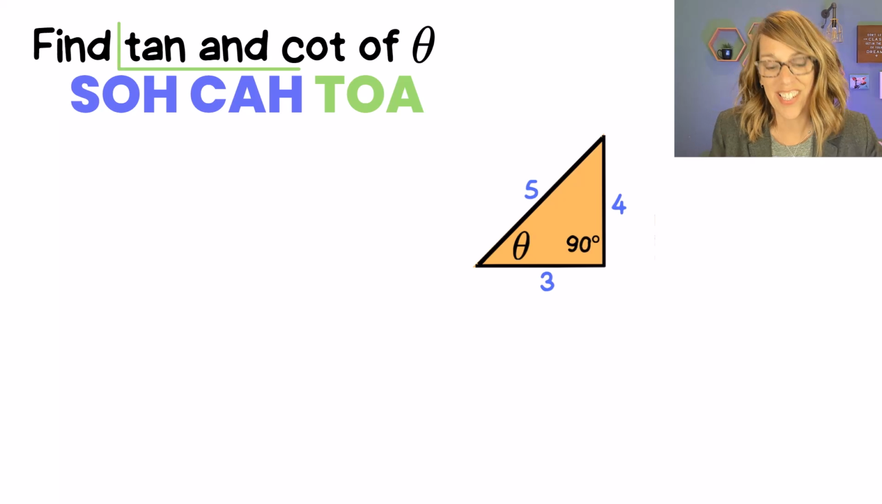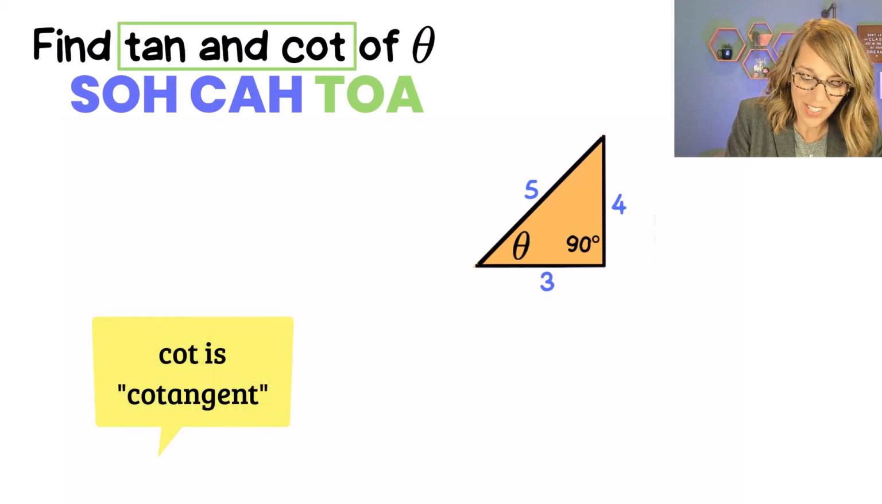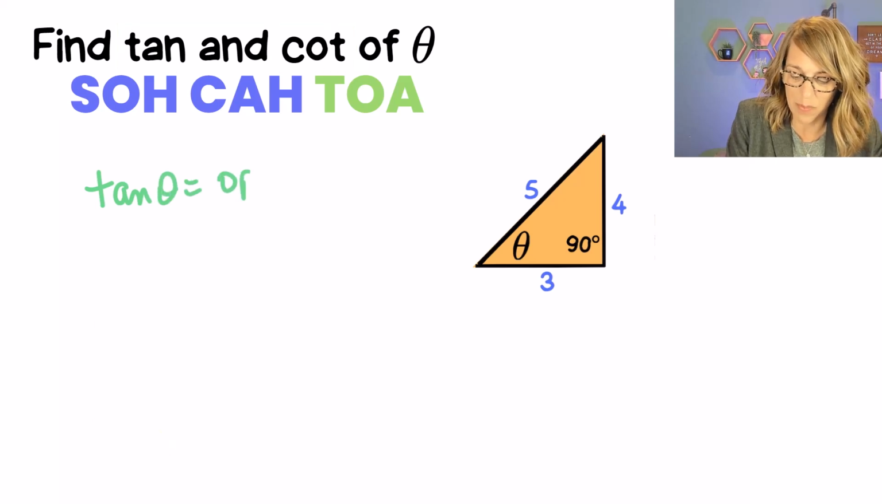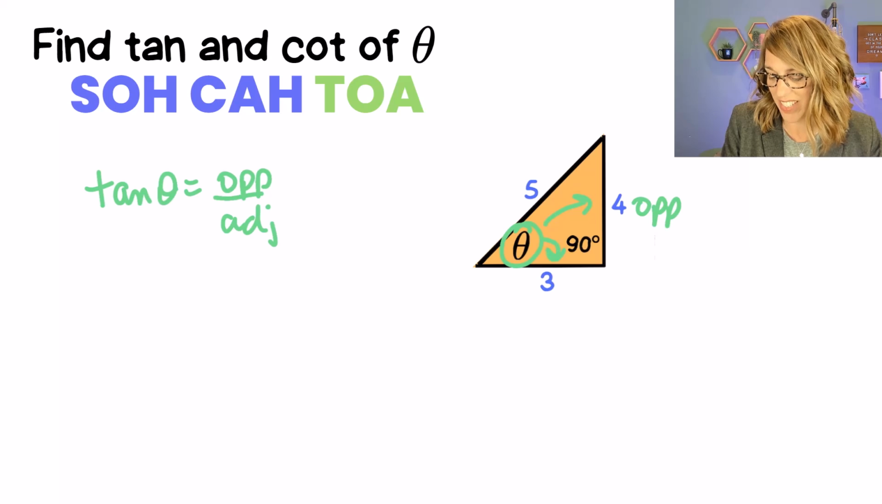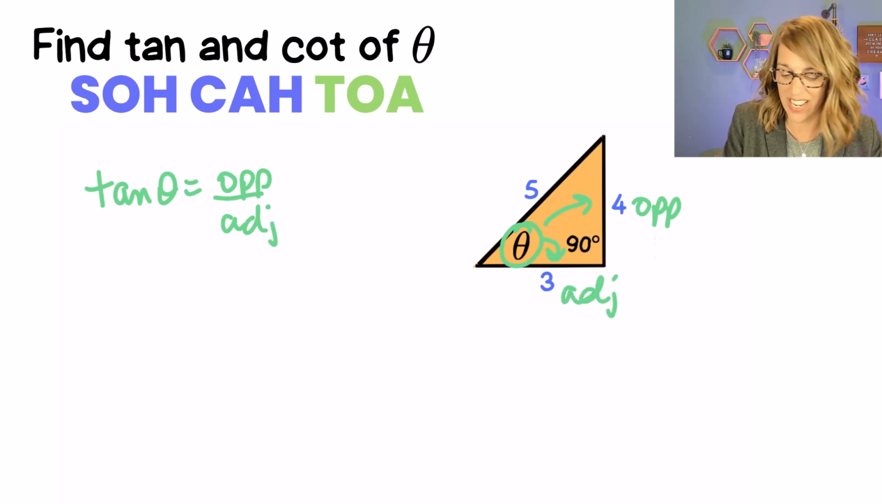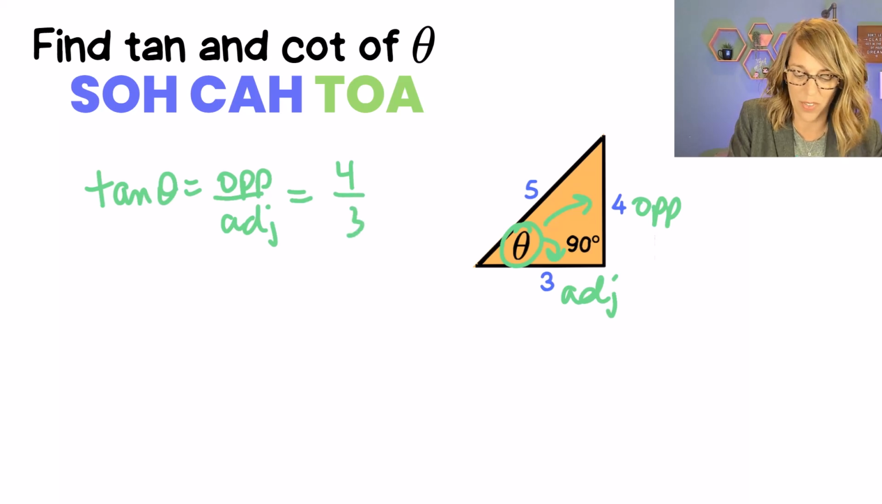Last up is tangent and cotangent. Now it tells me that tangent is OA, so the tan of theta is going to be opposite over adjacent. Back to our angle theta, opposite is 4 and adjacent is 3. So for tangent, I end up with a 4 over 3.